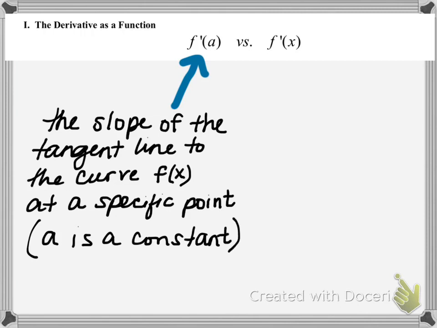And that's the main difference, because when we write f prime of x, then we're talking about a function. Think of this as the general formula for the slope of the curve at any point on f of x.